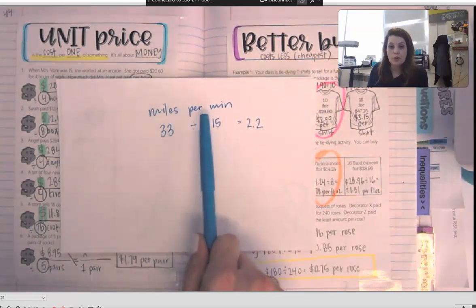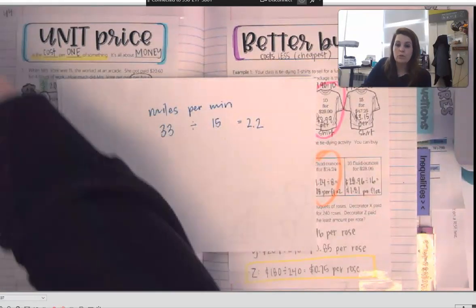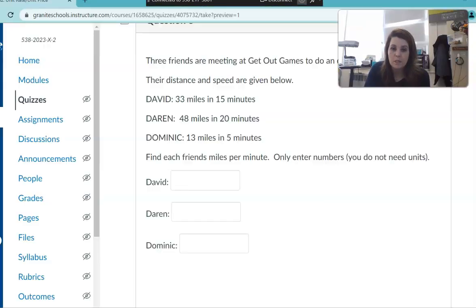I know what order to write them in because the prompt will tell me. So here on this particular problem, it says miles per minute. So I write it in that order. The number of miles, 33, divided by the minutes. Miles, minute. So in David's, I fill in a 2.2. And then I find Darren's and Dominic's.